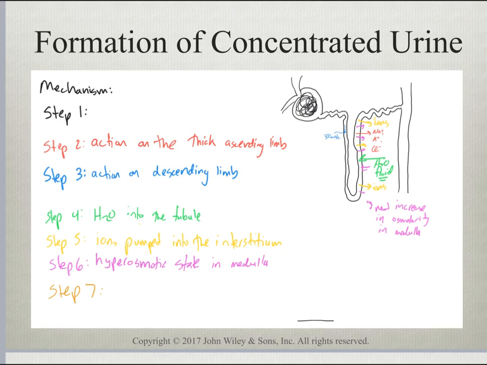With enough time, this process gradually traps solutes in the medulla and multiplies the concentration gradient established by the active pumping of ions out of the thick ascending limb. Eventually, this raises the interstitial fluid osmolarity to 1200 to 1400 milliosmol per liter, essentially again making this super salty medullary interstitium. This is the countercurrent multiplier mechanism.